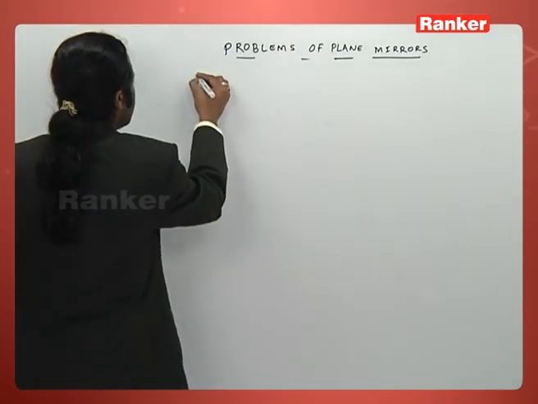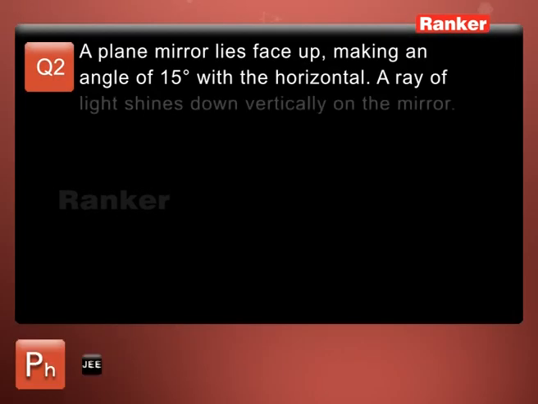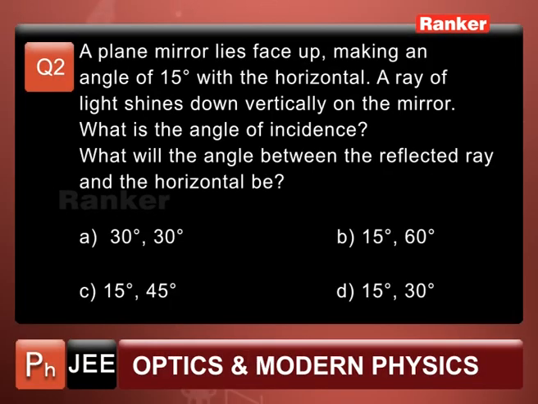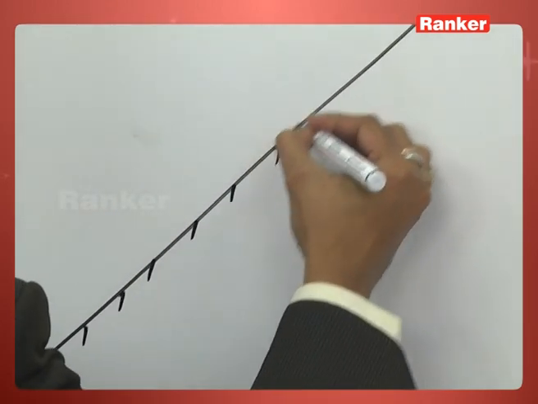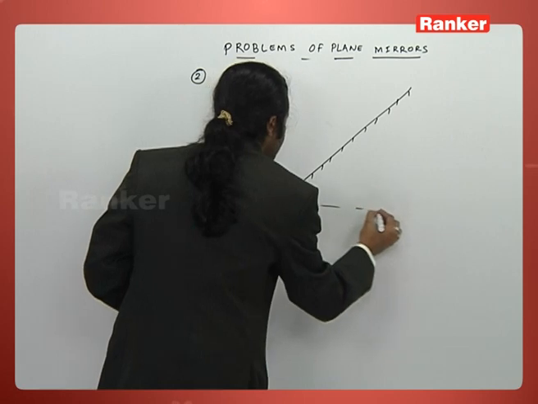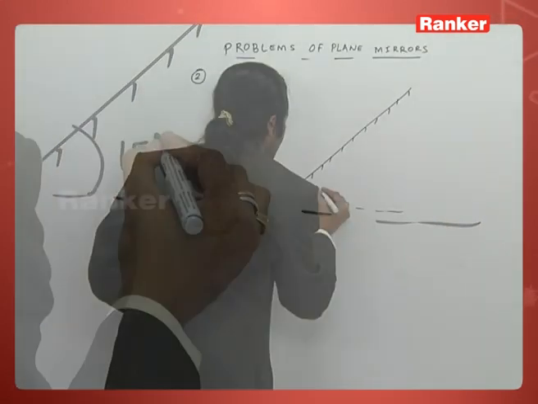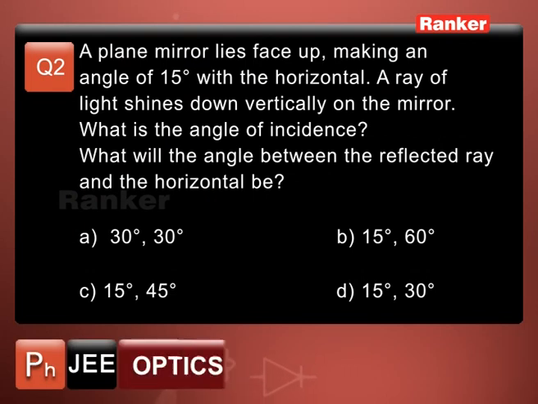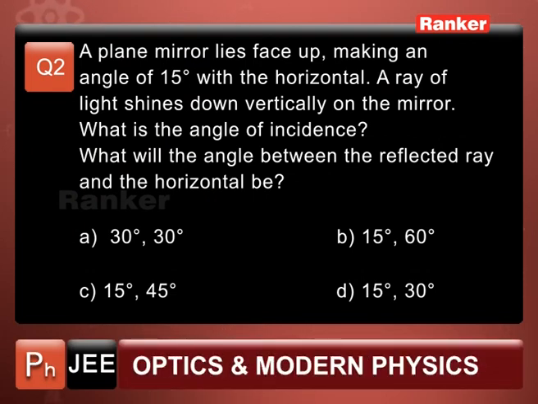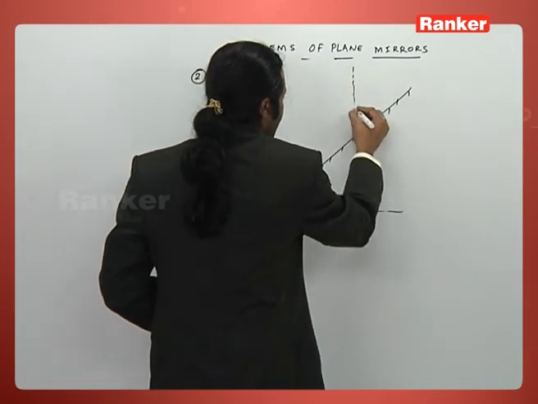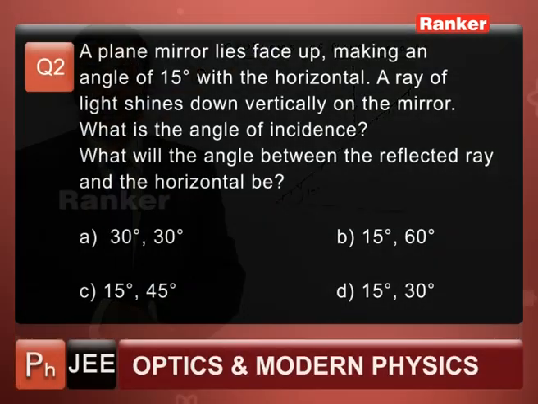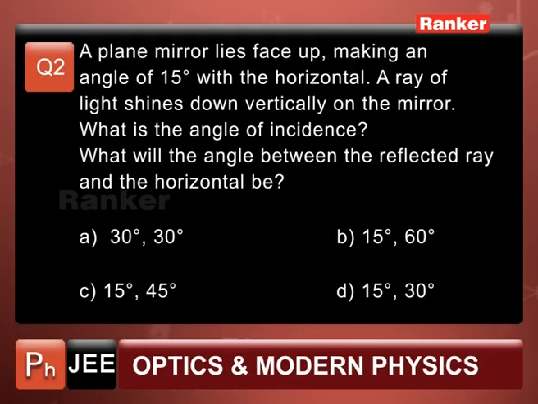Problem number 2 says: a plane mirror lies face up making an angle of 15 degree with the horizontal. So this is the mirror, which is making an angle of 15 degree with the horizontal. A ray of light shines down vertically on the mirror. That means this is the ray of light. What is the angle of incidence? What will be the angle between the reflected ray and the horizontal?